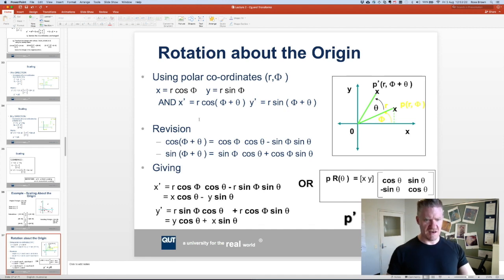So in 2D, as revision, cos of phi plus theta is equal to cos phi times cos theta minus sine phi times sine theta. And sine of phi plus theta is equal to sine phi cos theta plus cos phi sine theta. So if we write all of that out, x prime and y prime, our transformed points, we can then place them into a 2D matrix like this. So rotating around the origin by theta, adding theta to the angle of the position of where it is in space, so it's at phi at this moment in time, and we add theta, comes down to this rotation matrix here in 2D, non-homogeneous.